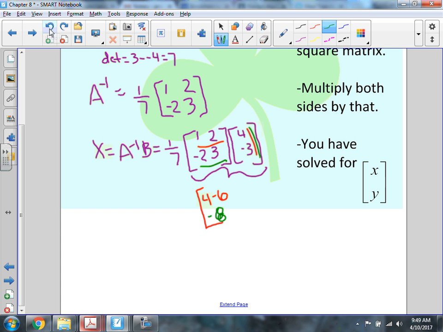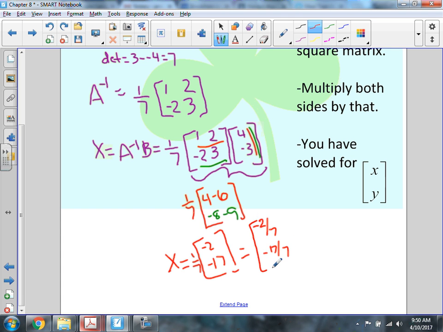Wow, that was not good. Let me get rid of that one. Negative 2 times 4 is negative 8, and then that's going to be negative 9. Let's close my matrix there. So X equals 1/7 times negative 2, negative 17. So my matrix X is going to be negative 2/7, negative 17/7. So X comma Y is negative 2/7, negative 17/7.